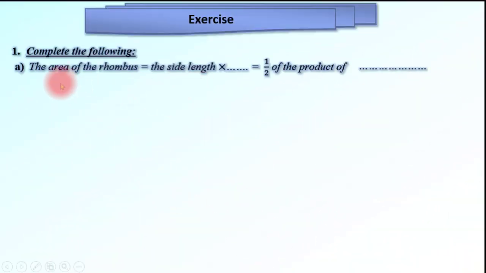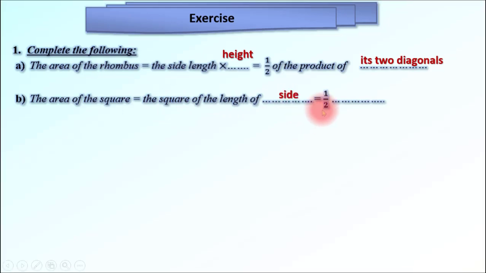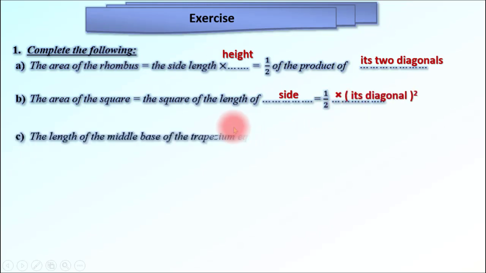Exercise number 1, complete the following. A, the area of the rhombus equals the side length times height, or half the product of its two diagonals, diagonal 1 and diagonal 2. B, the area of the square equals the square of the length of its side, the power 2 of the length of its side, or half the diagonal power 2.